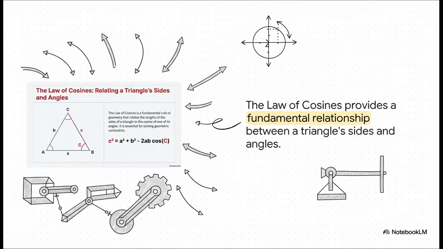And of course, we've got the law of cosines. This one is a classic cornerstone of geometry, right? It gives us that direct link between the lengths of a triangle's sides and the cosine of its angles. Now, while the vector loop method is our main approach, the law of cosines is super valuable for a quick sanity check on our work and just for understanding the geometry of what's going on.